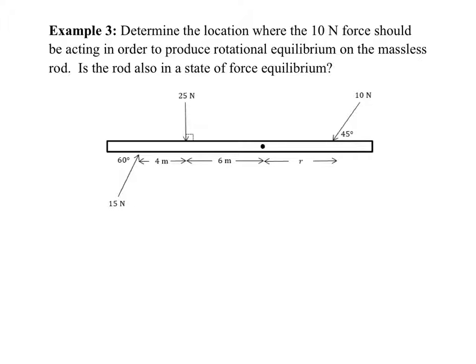So from the first sentence alone, what are we trying to do? Yeah, very good. So let's figure out this value right here in the diagram. That's the goal. It says, where should the 10 Newton force be placed, right? And that's R. So we're looking for R. Very good. In order to be in a state of rotational equilibrium, from the last problem, what does that mean the sum of the torque should equal? Zero.